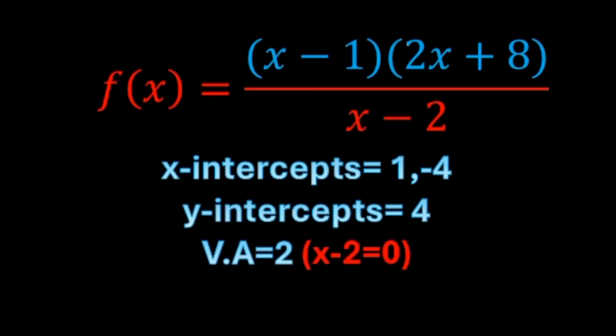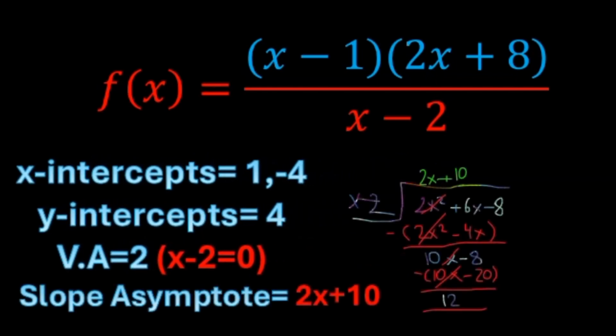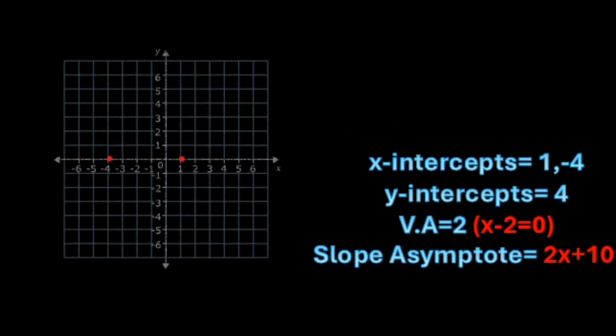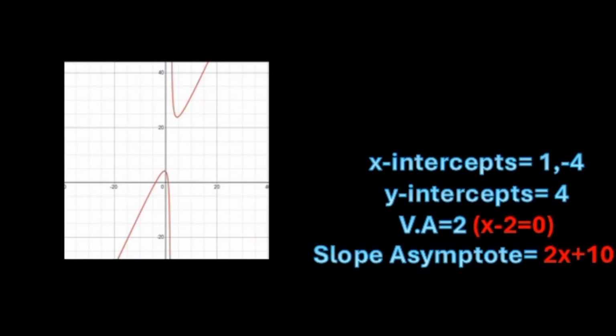Now for the horizontal asymptote, you've got to perform long division, and the quotient will be the horizontal asymptote, except that we'll now call it the slope asymptote, because it's no longer horizontal, it's a slope now. Alright, so the slope asymptote comes out to be 2x plus 10. Great. Now we will draw the graph: x-intercepts, y-intercept, vertical asymptote, and the slope asymptote, and then draw the graphs. I wonder who put that there.